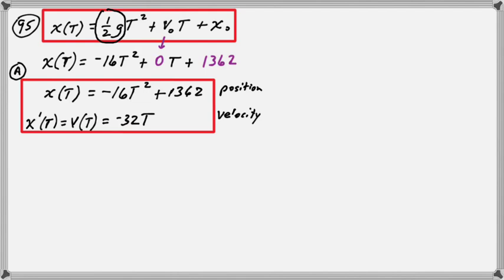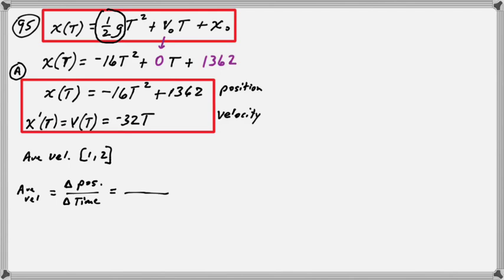Okay, they also want us to find the average velocity on a time interval from 1 second to 2 seconds. Average velocity is the change in position over the change in time. Change in time is easy, 2 seconds minus 1 second. The change in position would be the position at time 2 minus the position at time 1. So we'll figure these out right now.